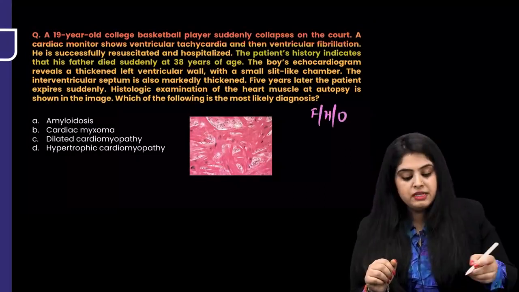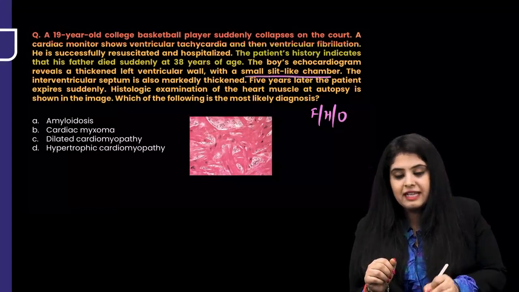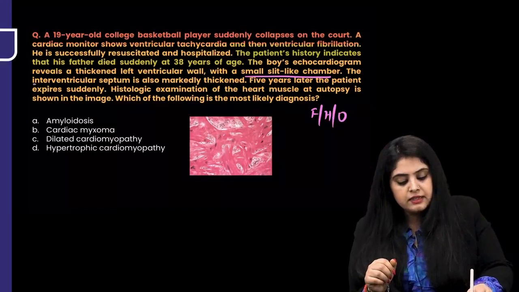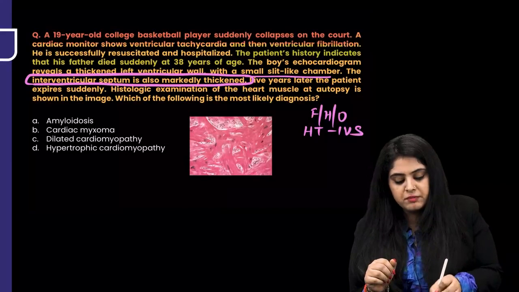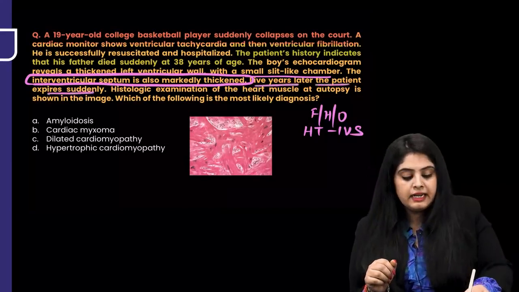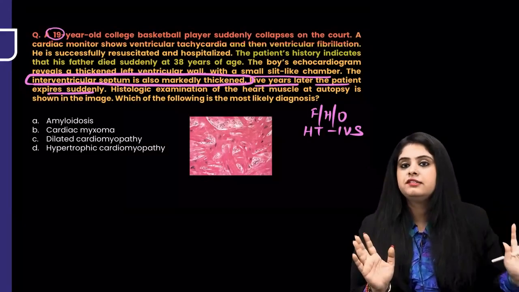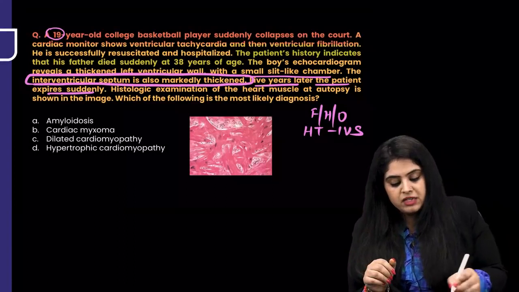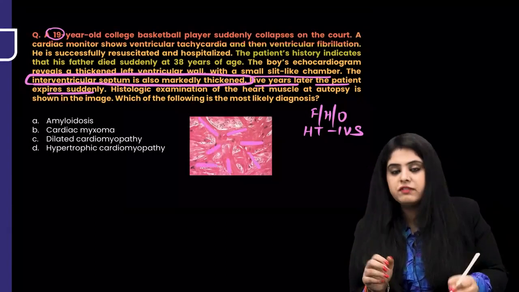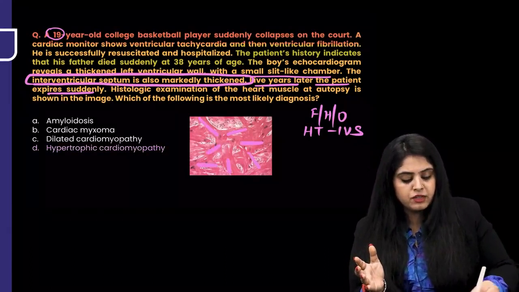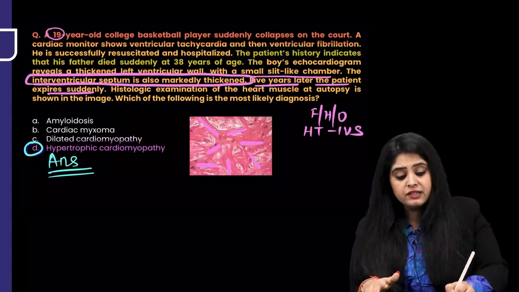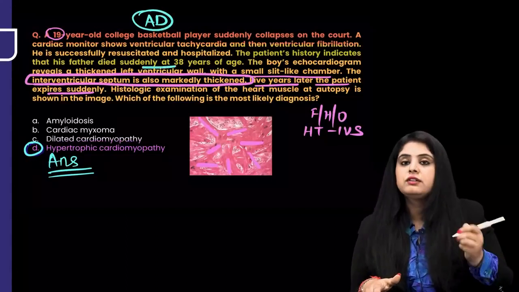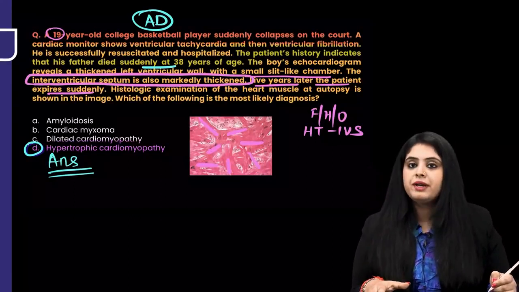The boy's echocardiogram revealed a thickened wall with a small slit-like chamber, maybe banana-shaped heart. Interventricular septum is markedly thickened. I can see that there is hypertrophy of the interventricular septum, and 5 years later the patient expires. He had the event at 19, and has died at the age of 24. This is a sudden death, young athlete. And on examination, the image is shown. You can see this helter-skelter, haphazard fibers going. This is a classical case of hypertrophic cardiomyopathy. There is no 1% doubt in this. The clinical, the echo findings, the gross, the microscopy, everything is fitting into it. And it is an autosomal dominant situation. So that is why the father also died at a very young age of 38 years. We are done with this.